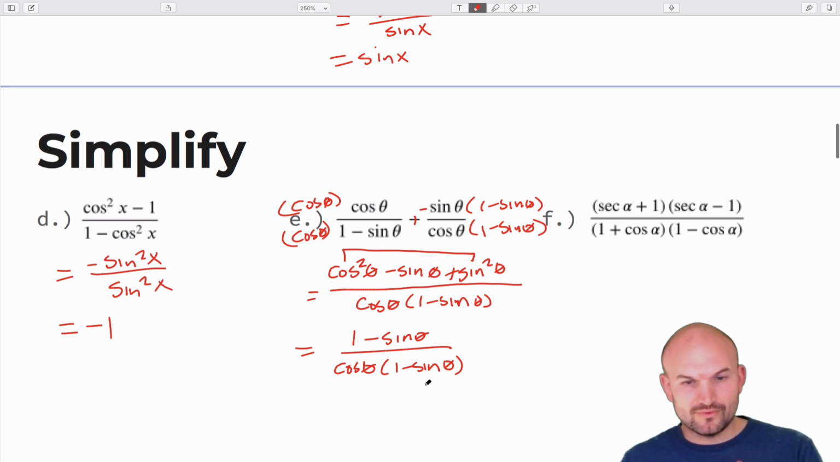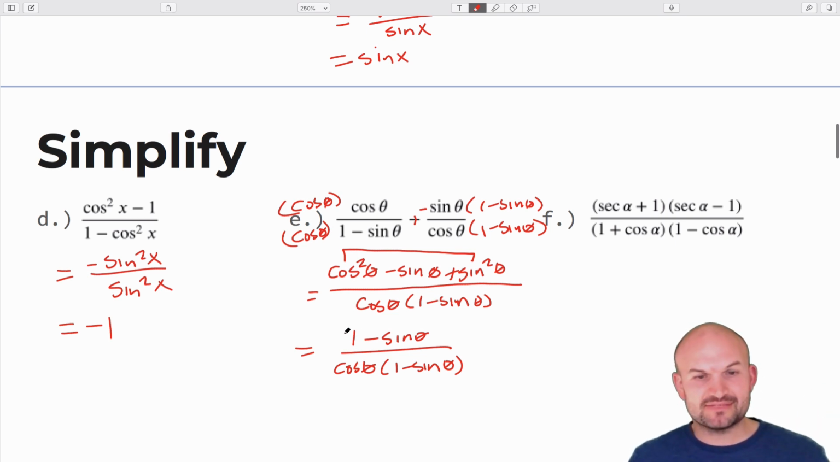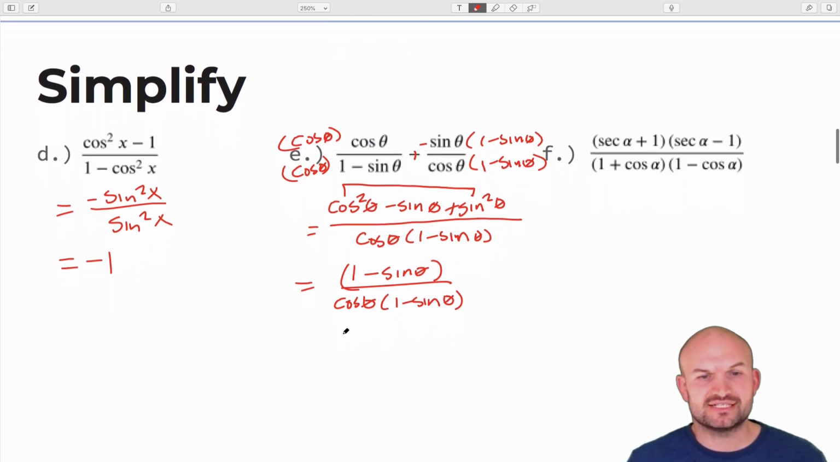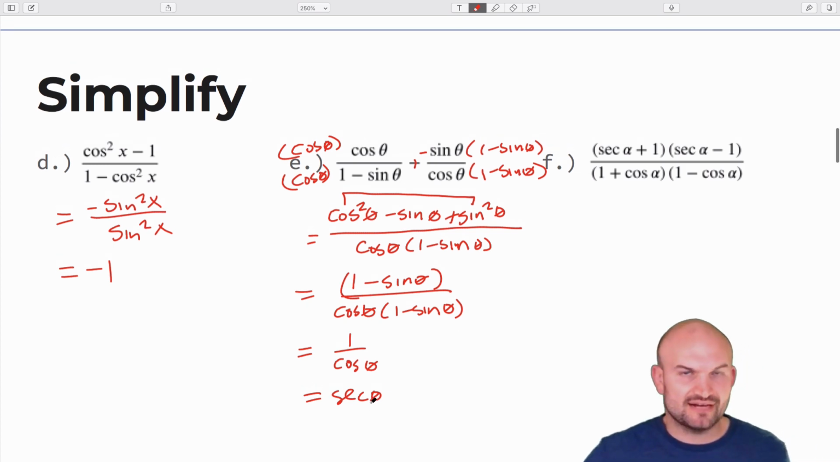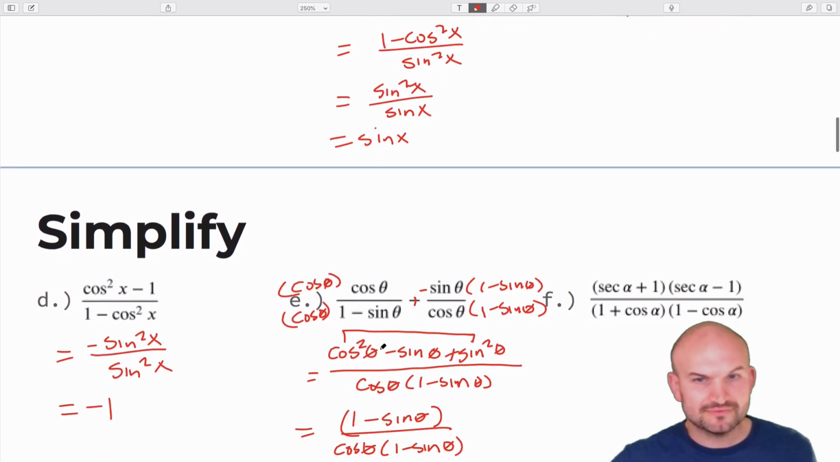Now, again, we don't want to take the ones and the negative signs, but actually we can look at this as the quantity of 1 minus sine of theta divided by 1 minus sine of theta, which is now going to leave us with 1 over cosine of theta, which is going to equal secant of theta. So you can see just how we worked our way up there.